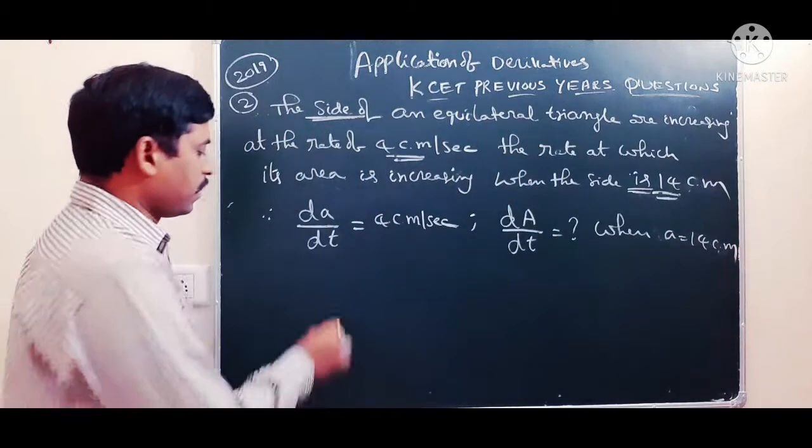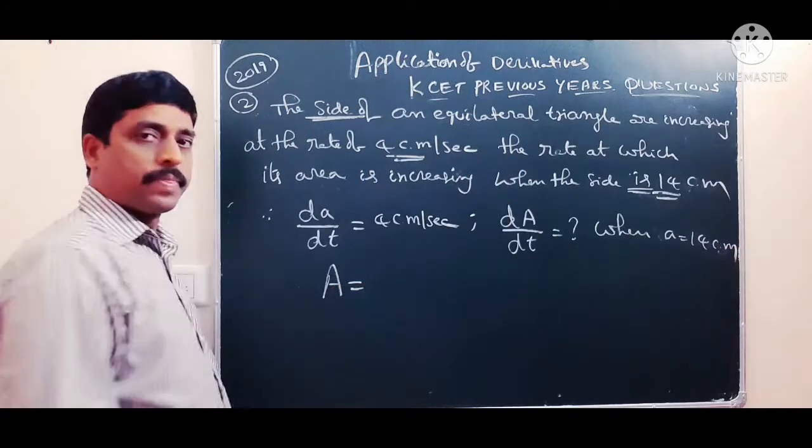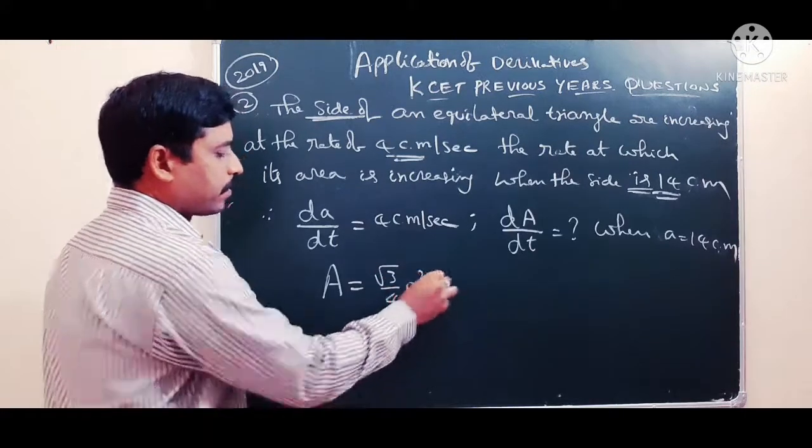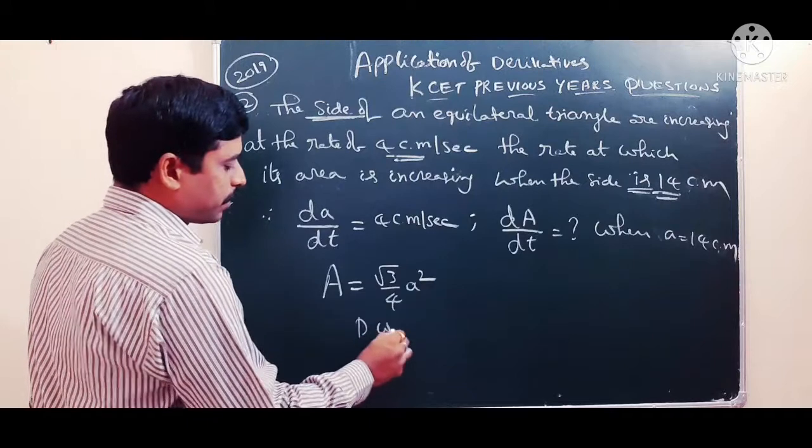We have the area of an equilateral triangle, root 3 by 4 a square. Now differentiation with respect to t on both sides.